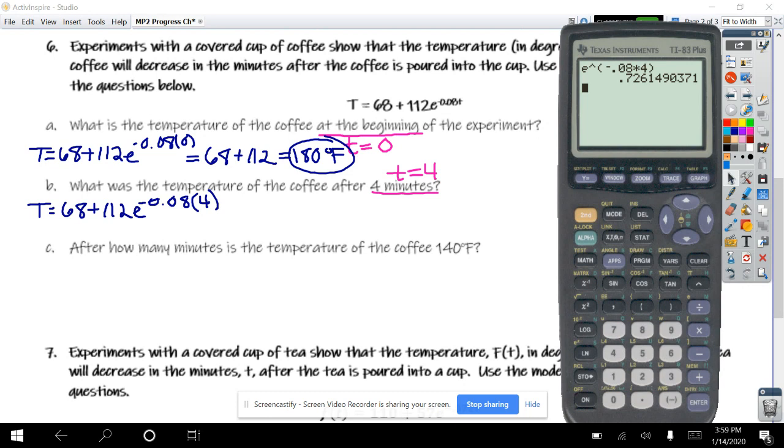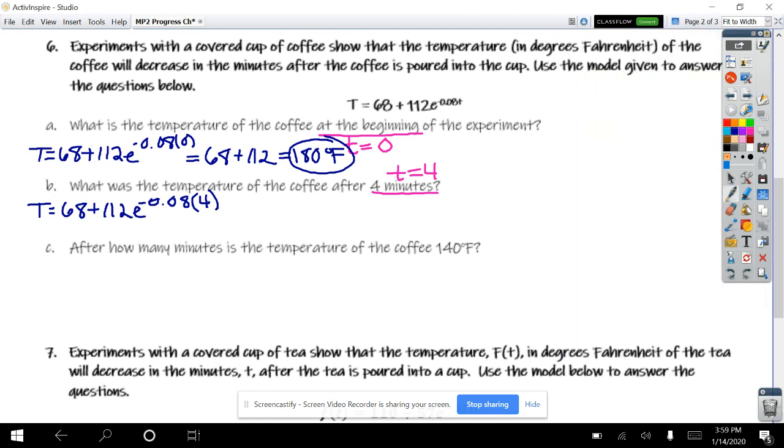Enter. All right, so then I need to multiply that by 112 and then add 68. So I get 149.329 because I'm rounding up. So that gives me 149.329 degrees Fahrenheit. I know this is old stuff, but it's really just being able to use your calculator and plug things in, and understand a word problem, so it's not too bad.